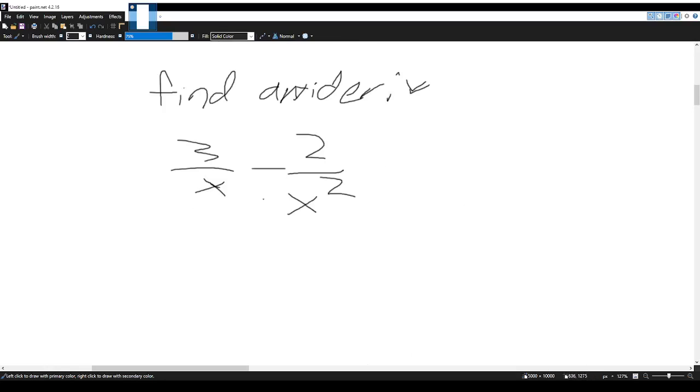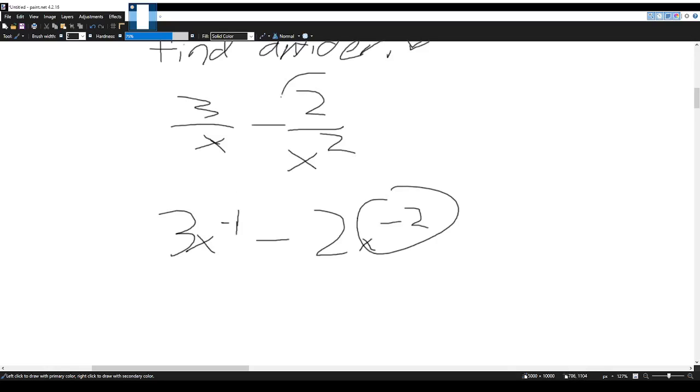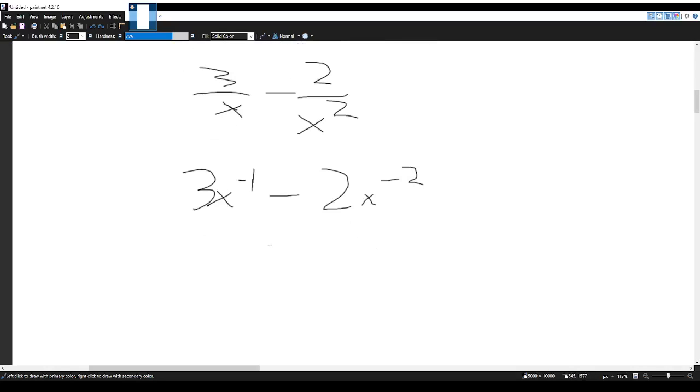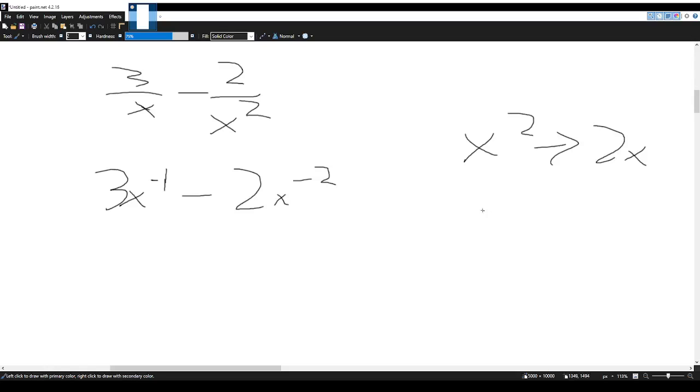So the first thing that I would do is write these not in terms of denominators, but in terms of negative exponents. So I would say 3x to the negative 1, minus 2x to the negative 2, because recall this is the same as that being the denominator. And now we can do a kind of reverse power rule. If you think about the power rule, like I had earlier, x squared goes to 2x, x to the third goes to 3x squared, right?